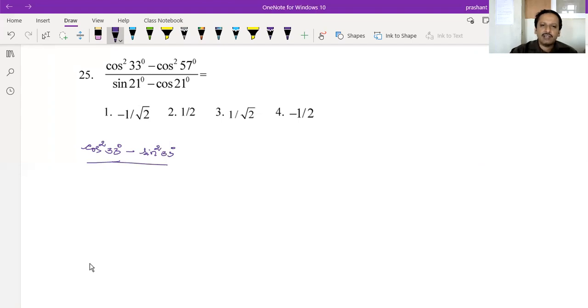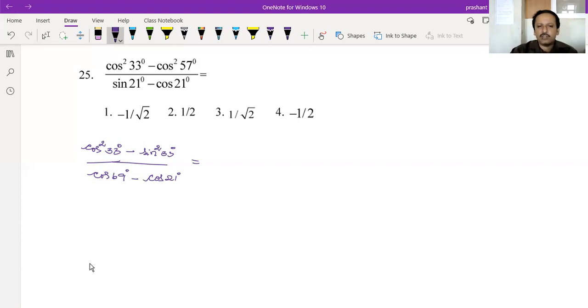Now, sine 21 is there. Sine 21 can be written as cos of 69, cos 69 degree minus, I'll keep this as it is, cos 21 degree. Okay. How did I get 69 degree? Again, 21 degree, I wrote it as 90 minus 69. 90 minus 69 will give you 21 degree, right? So sine theta can be written as cos 90 minus theta.